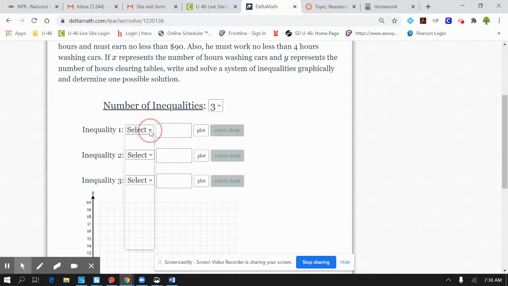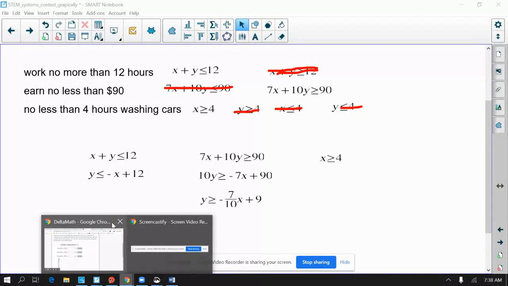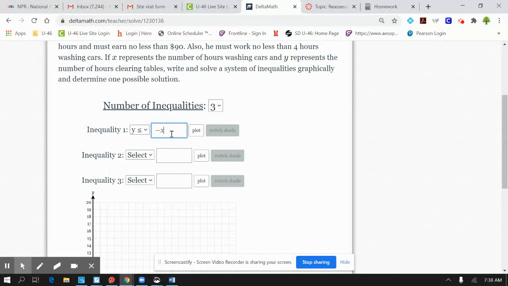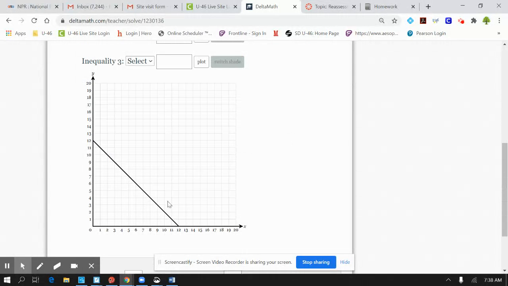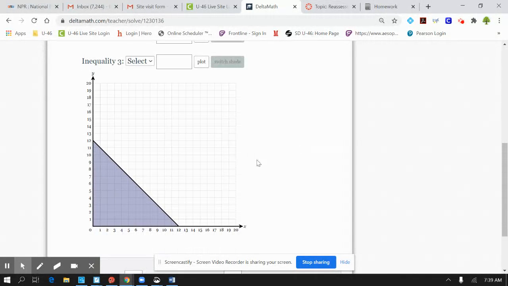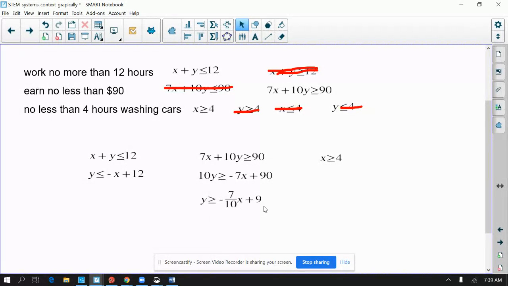So 3 constraints. Inequality number 1, I forgot already. Y has to be less than or equal to -x plus 12. Plot that. This is the amount of time that he works. So any ordered pair on this line, he is working exactly 12 hours, and he needs to work 12 hours or less than that. So I shade under here. Obviously, he could work 0 hours, right? That's less than 12.